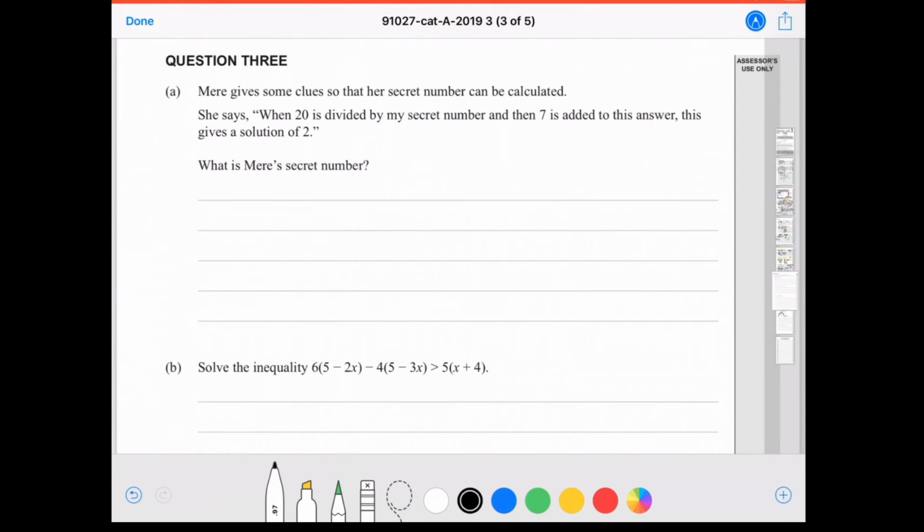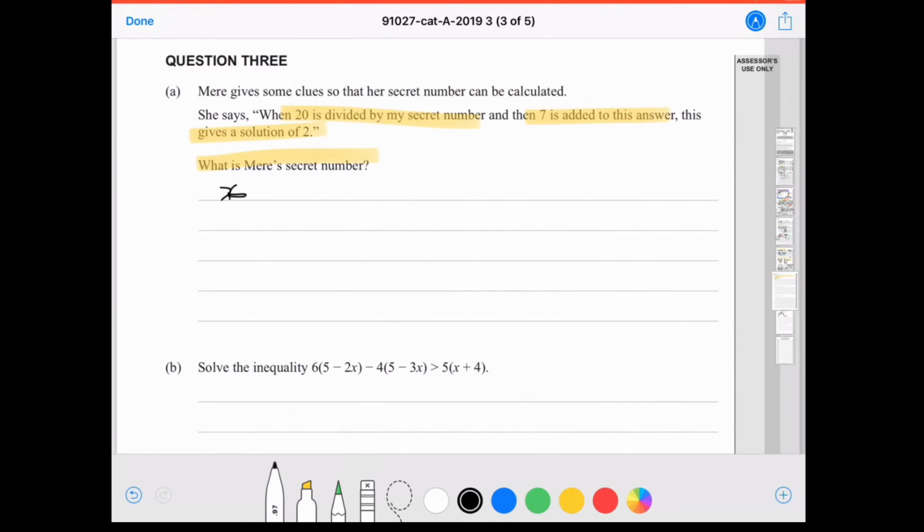Okay, question 3a. Mary gives some clues so that her secret number can be calculated. She says, when 20 is divided by my secret number, and then 7 is added to this answer, this gives a solution of 2. So the question says, what is Mary's secret number? So let's call the secret number now x, right? It's a variable. We're looking for x. We're trying to solve for x, in essence.